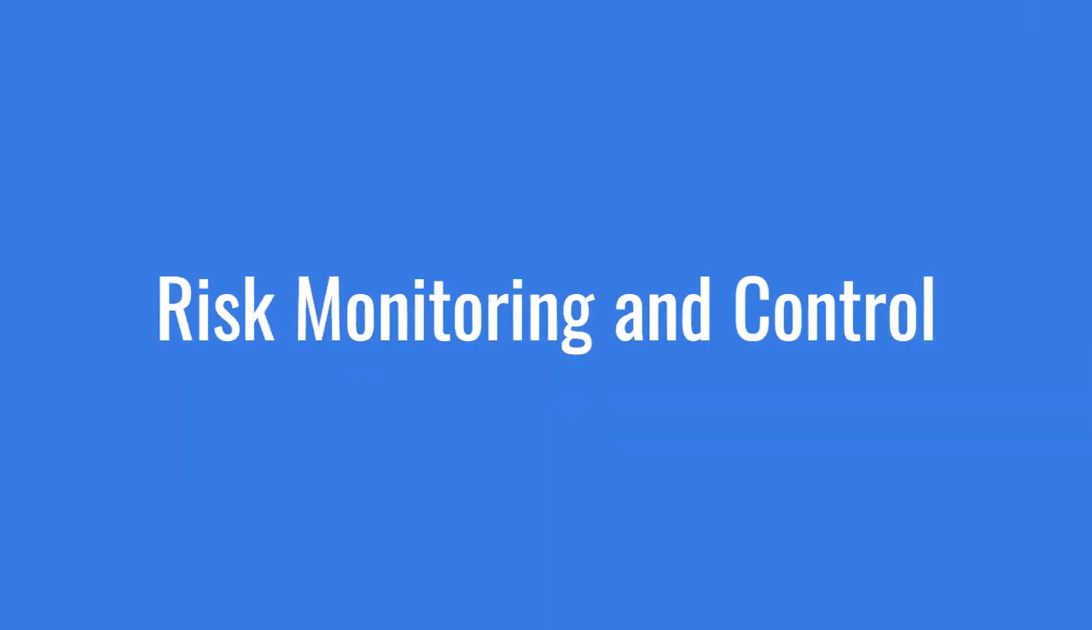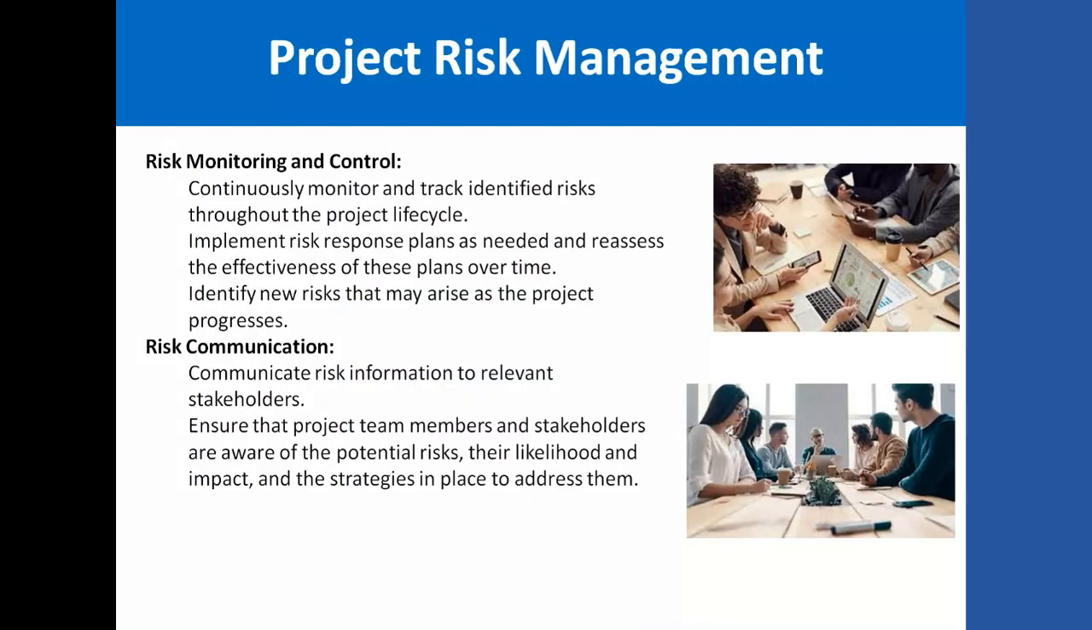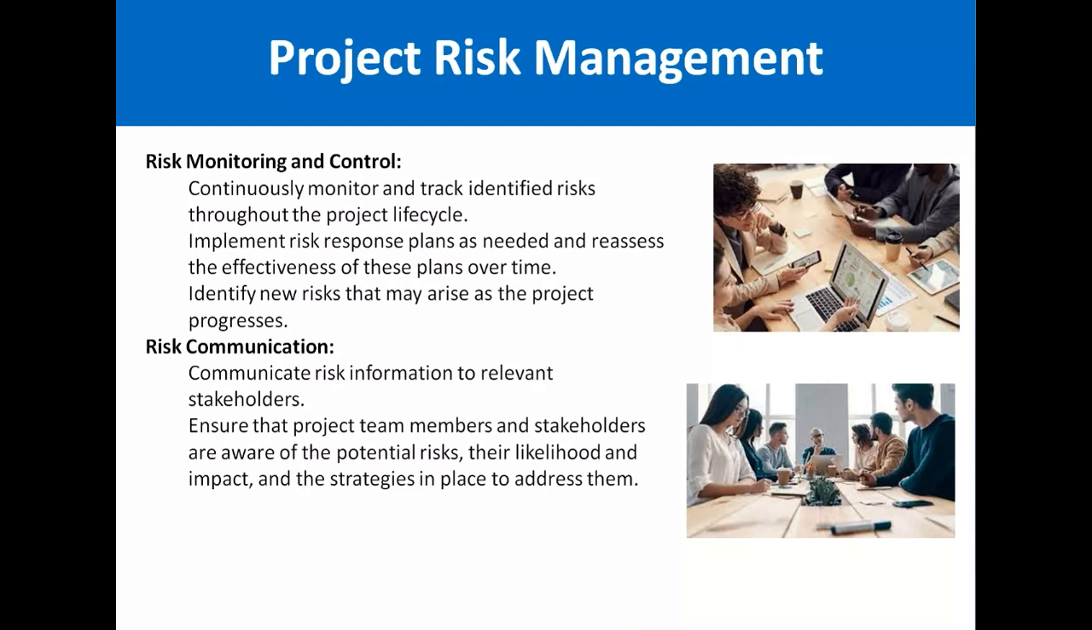Then risk monitoring and control means continuously monitoring and tracking identified risks throughout the project life cycle. We can use any Excel sheet or Google Docs, in which we mention all the risks, and on a weekly basis or after every 2 to 3 days we go through that list. Implement risk response plans as needed and reassess the effectiveness of these plans over time.